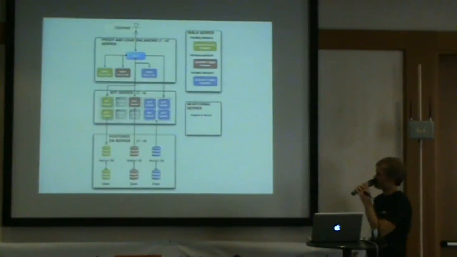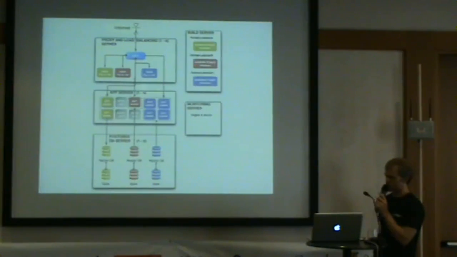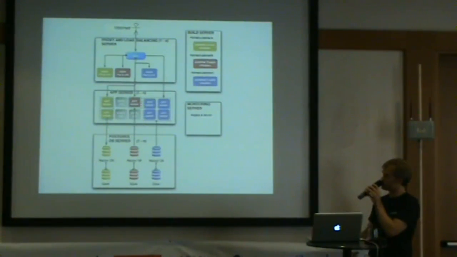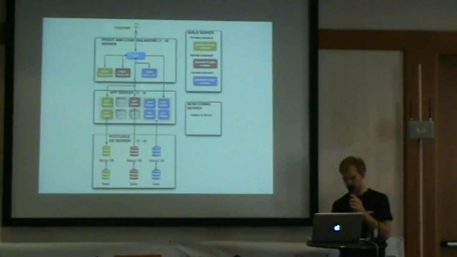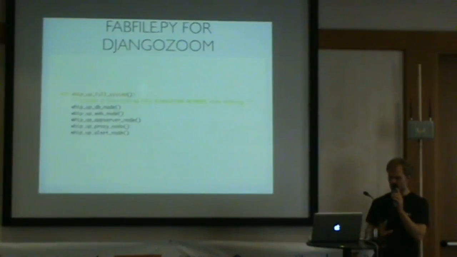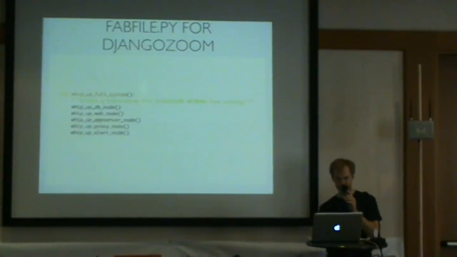So here's a diagram. I don't know how readable this is back there, but this is an overview of our pretty typical three-tier architecture. We have a front-end proxy machine, an app server, and a back-end database server. Then we have a monitoring machine that's watching over all these servers and alerting us if something goes wrong. Then we have a build server that runs all the builds and deploys the code to the various machines. And our Fab file, in very simple form, looks something like this. We have what we call vipup full system, which creates a fully functioning Django Zoom network from nothing. So we can run this one command, and it creates all of the machines for us in a matter of minutes.